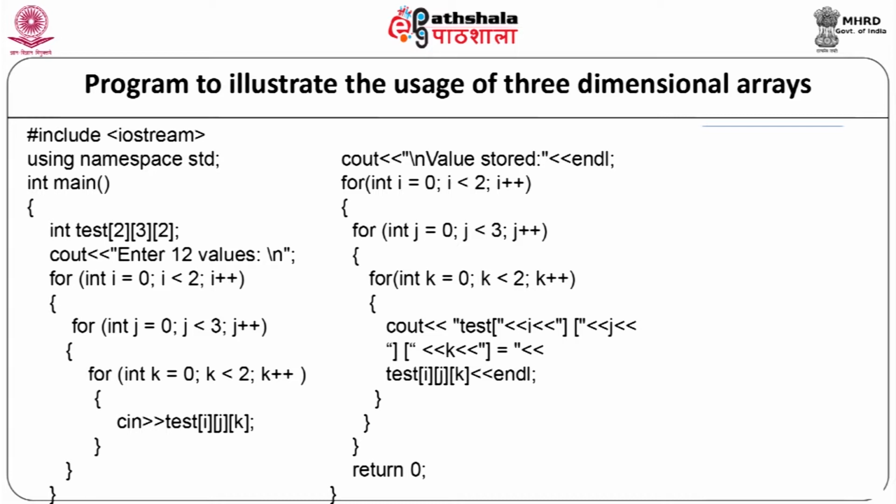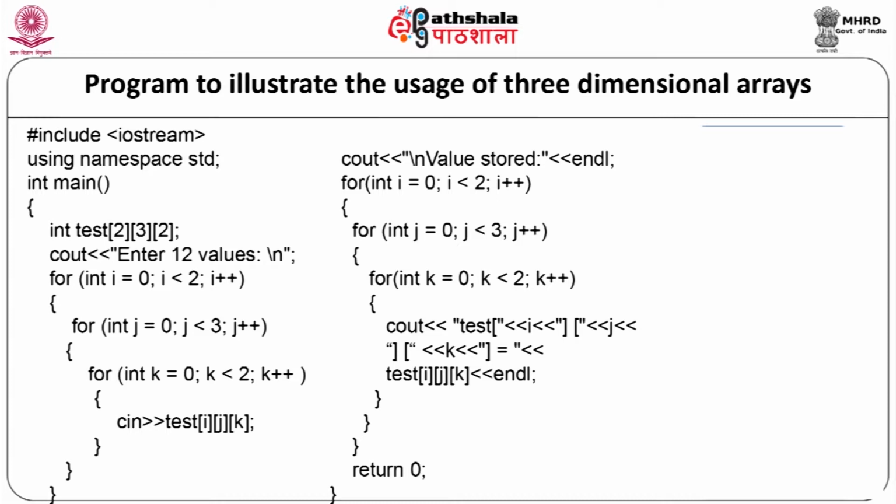So, we will write a for loop for int i equal to 0, i less than 2, i plus plus, that is our first index. For int j equal to 0, j less than 3, j plus plus. For int k equal to 0, k less than 2, k plus plus. cin test[i][j][k]. The 3 for loops will end.